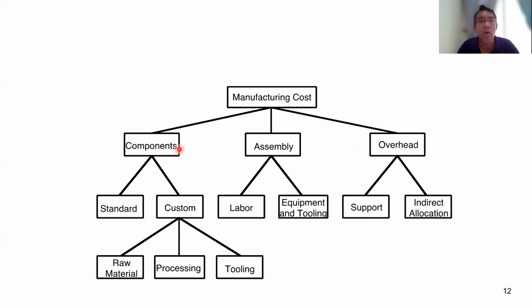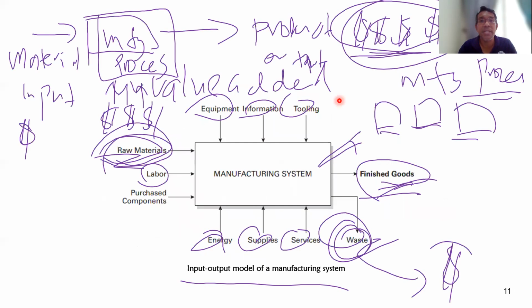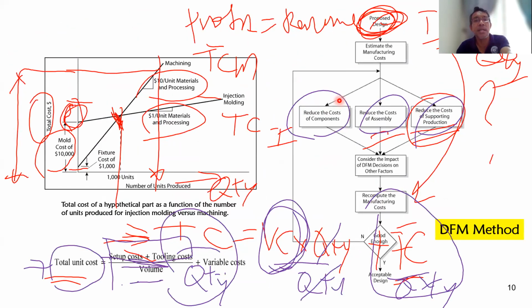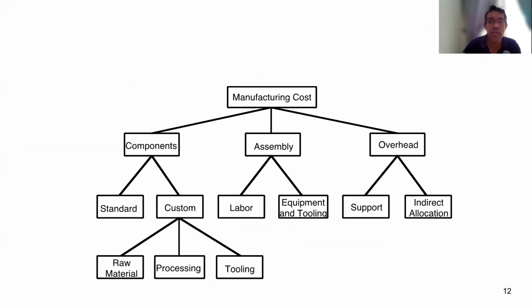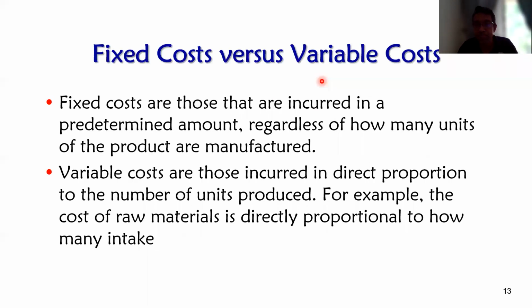So these three costs, component, assembly, and overhead, will contribute or total up to become the manufacturing cost. So this is just a summary from here. All this, and then go for finished goods. So to summarize, you use component, assembly, and overhead to get the price for the manufacturing cost.